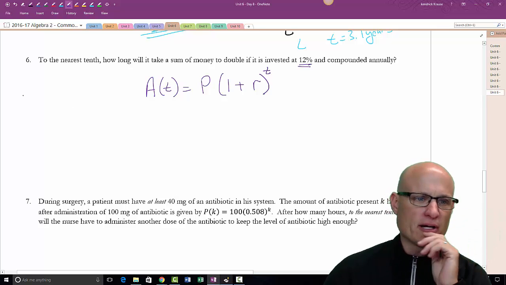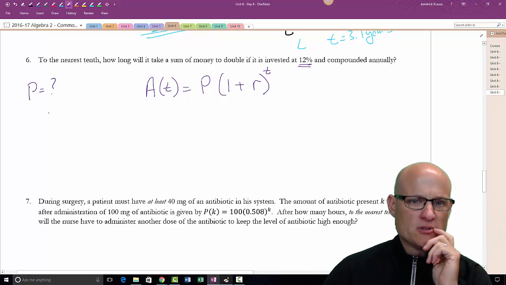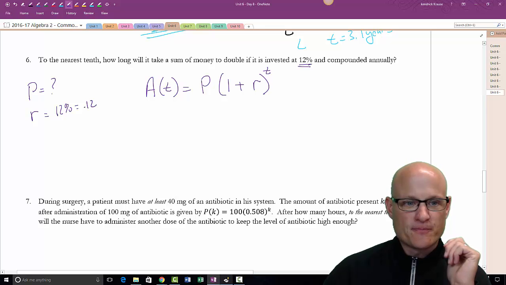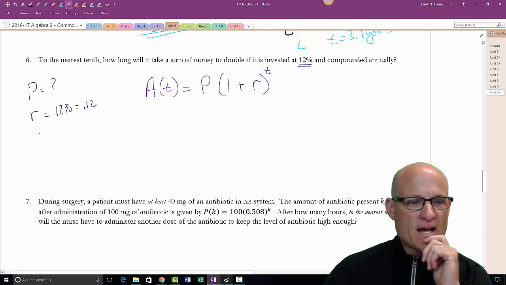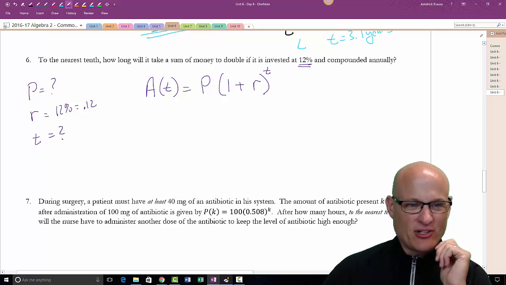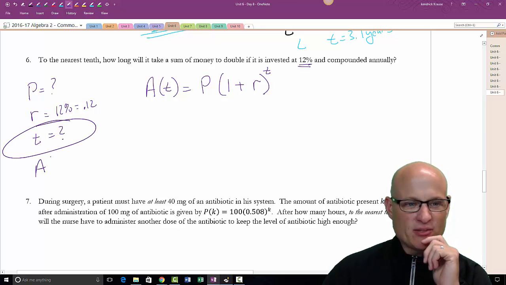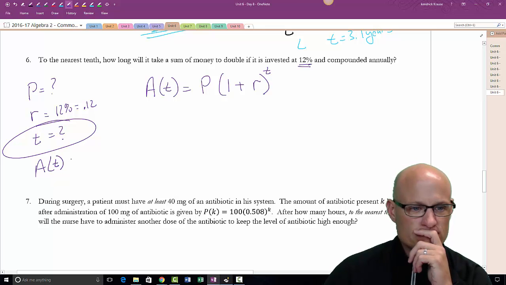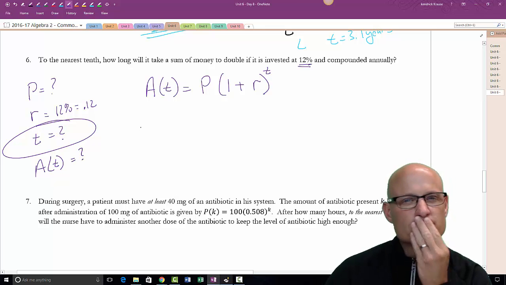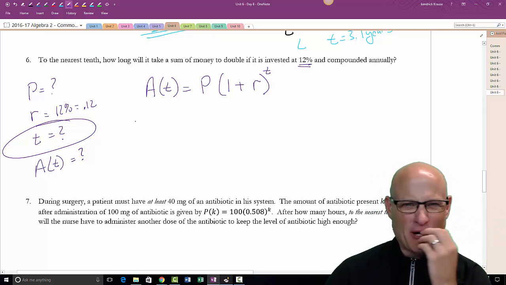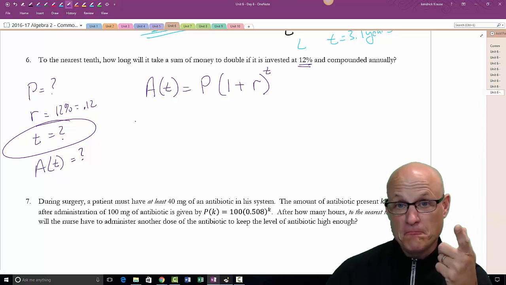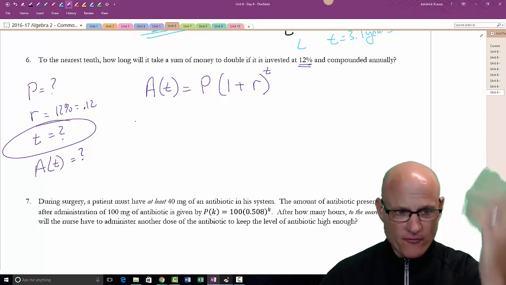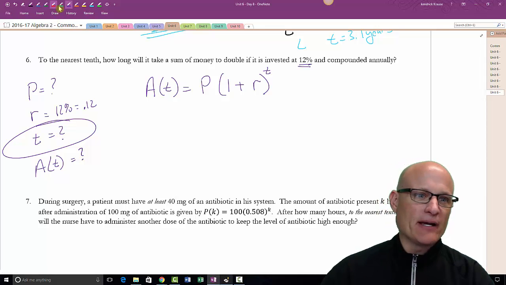Oh, I know the rate, right? So I don't know the principal. I do know the rate. The rate is 12%, so that's equal to 0.12. I don't know the time. In fact, the time is the thing I'm actually looking for. And I don't know A sub t. So at first glance, it's like, how do I do this problem? What am I going to do? Anybody? Oh, make up numbers. Perfect. Let's say I want to make up numbers.